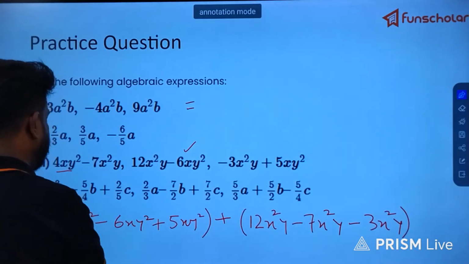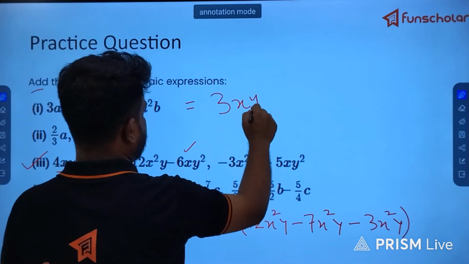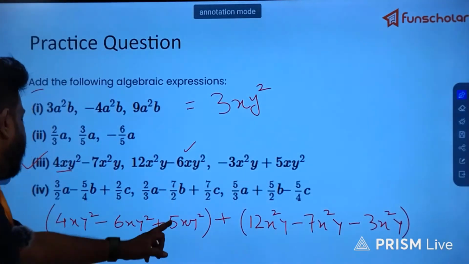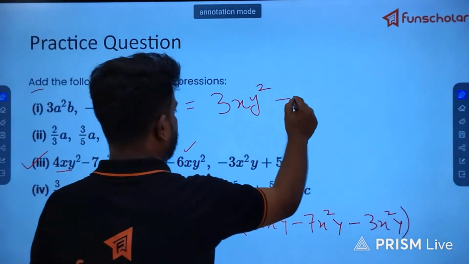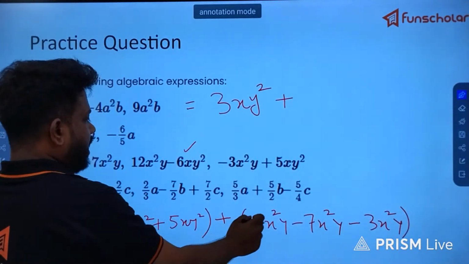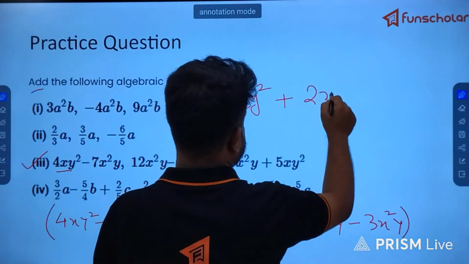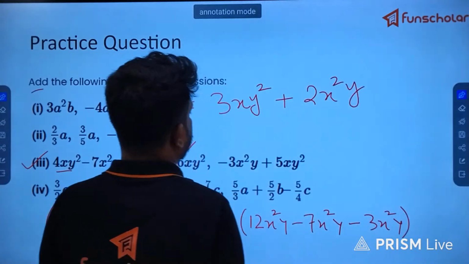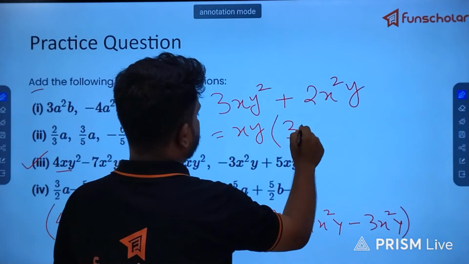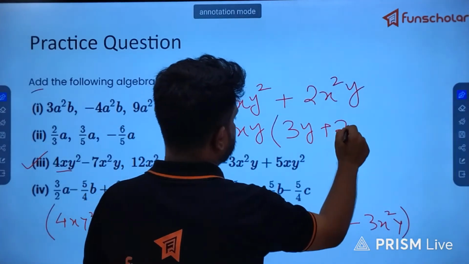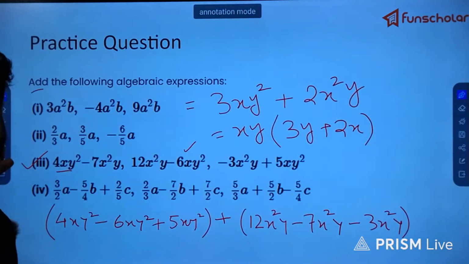So from these three we will be getting 3xy square. Okay, 5 plus 4 will be 9, 9 minus 6 is 3, and here we will be getting 12 minus 10, it will be 2x square y. Okay, and now take xy as common, so it will be xy times 3y plus 2x, and it's the final answer.